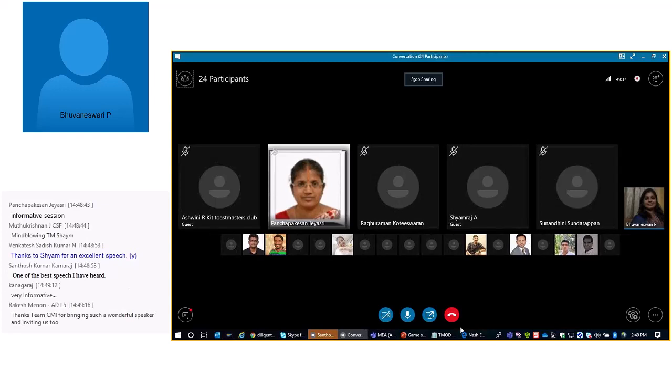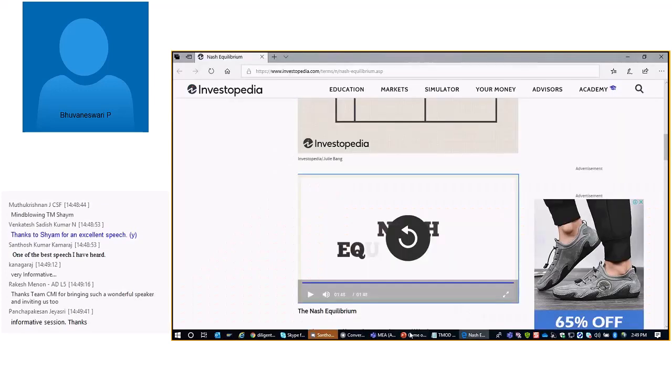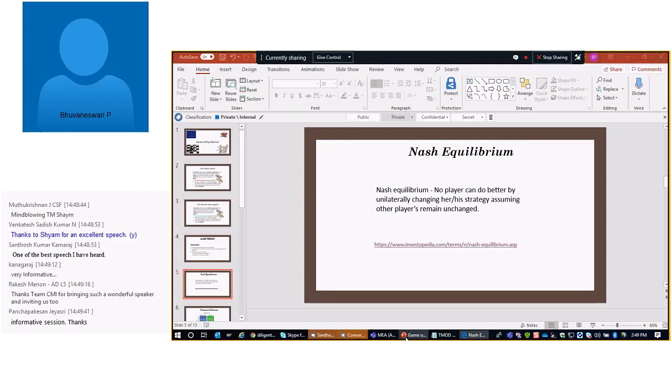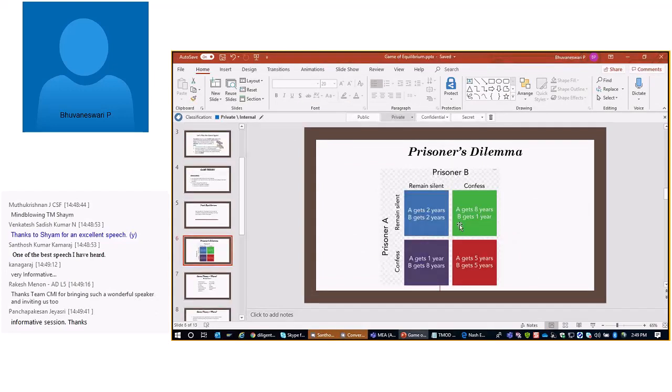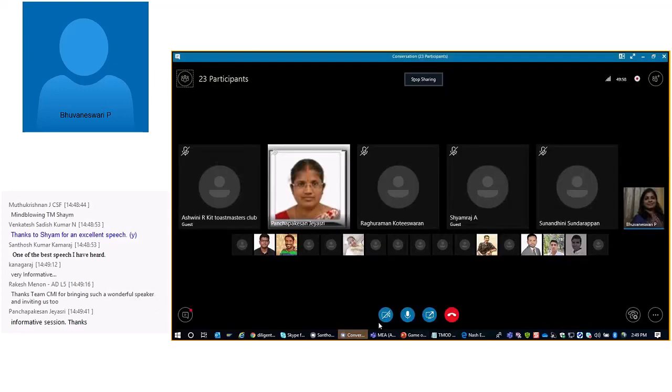And now I move on to the next concept explanation related to the Nash equilibrium with another example, and they call it the prisoner's dilemma. It's a very interesting concept. You can listen, and we can relate it to a lot of decisions we make in our day-to-day life.